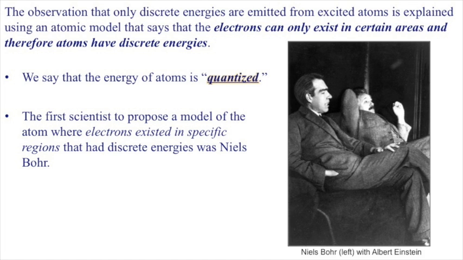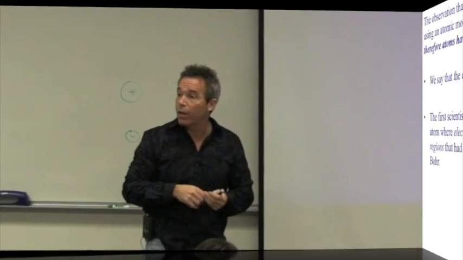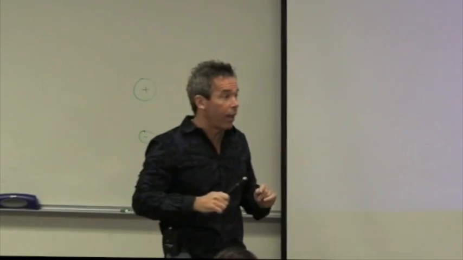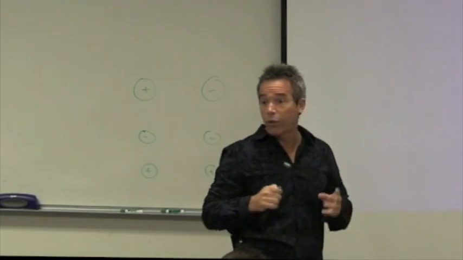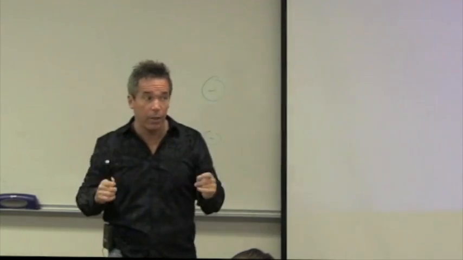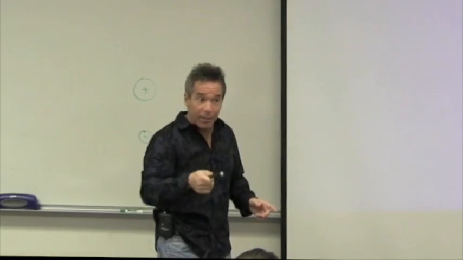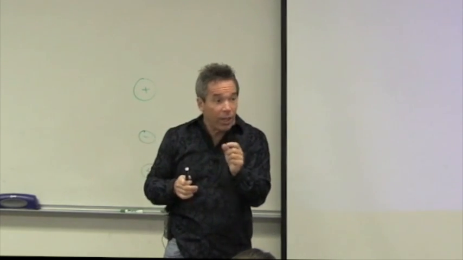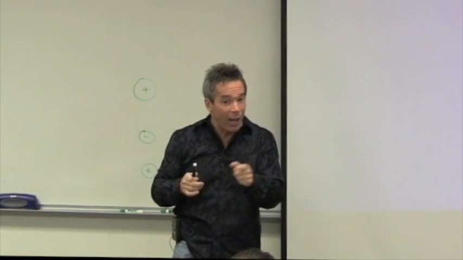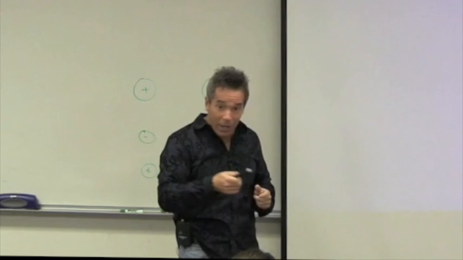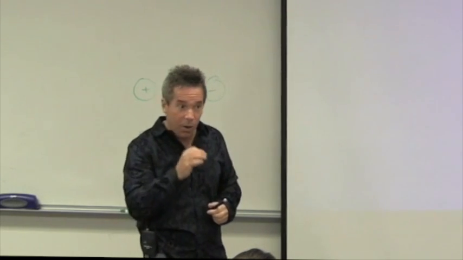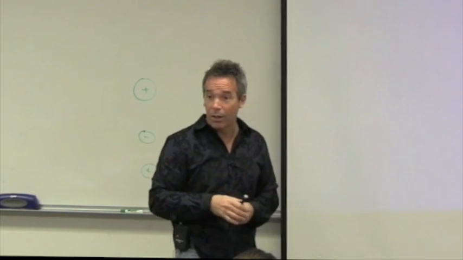The first scientist to propose a model of atoms where electrons existed in specific regions that had discrete energies was Niels Bohr. Let me give you a correlation with a real life, non-science example of something that is quantized. Anyone think of anything that could only have certain values? Money, exactly. Because you can't have 1.5 cents, right? So money is quantized, and the quantization unit happens to be the 1 cent in our currency.